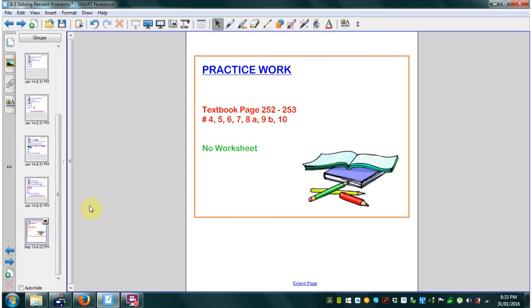Okay, with that being said, here's your practice work. Number 10, we never done an example exactly like number 10, but I want you to give it a try and see if you can figure it out. If you have any trouble, please let me know. But page 252 to 253, copy this down, and good luck with your work.